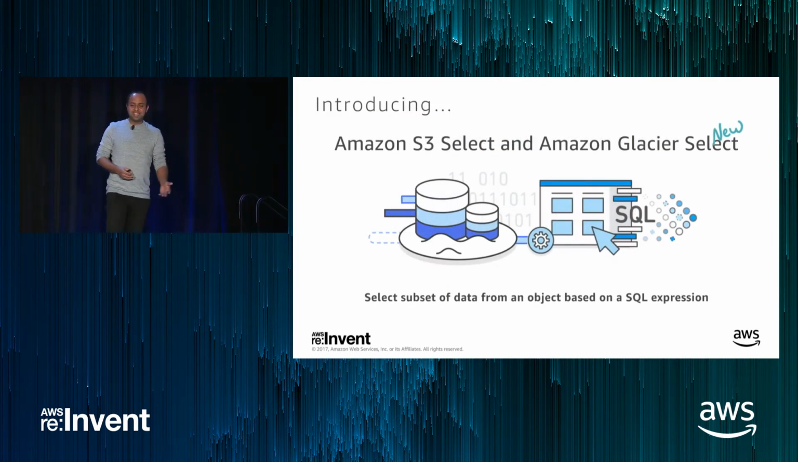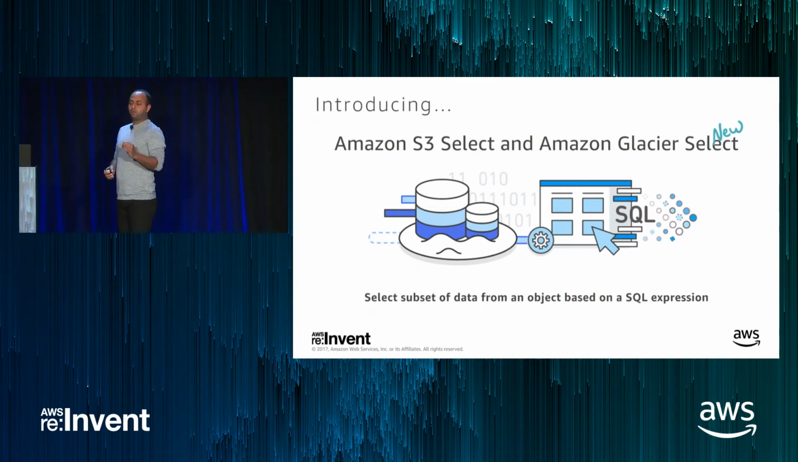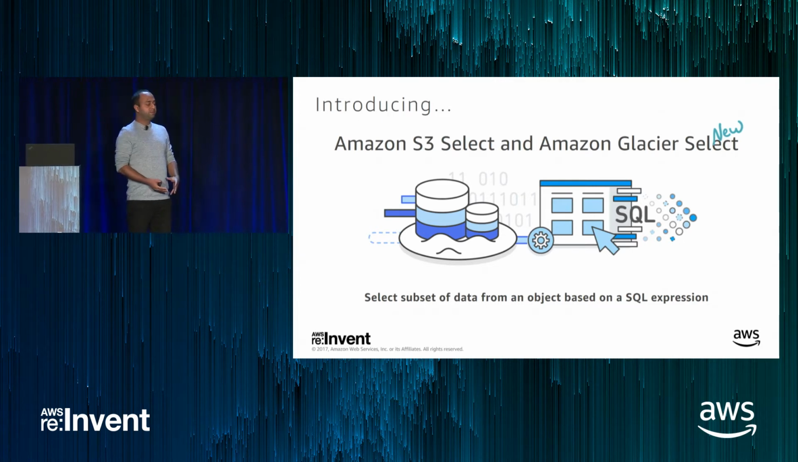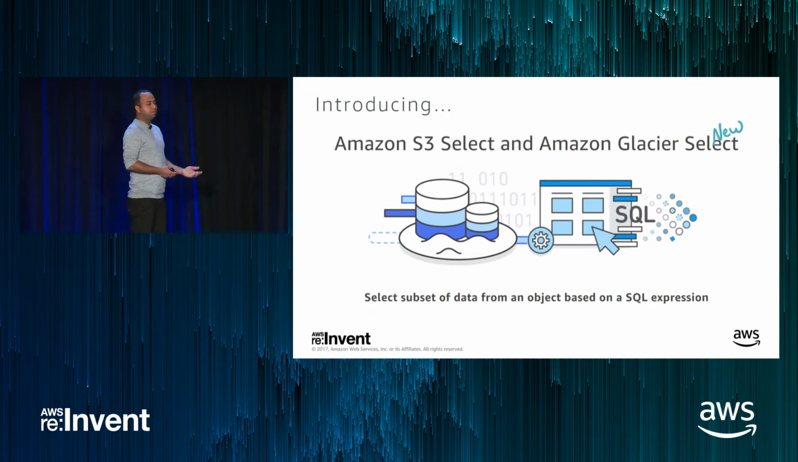But with that, we announced today Amazon S3 Select and Amazon Glacier Select. Both of these features allow you to retrieve the data you want, or the data your workflow needs, based on a simple SQL expression, from an object in S3 or from an archive in Glacier.